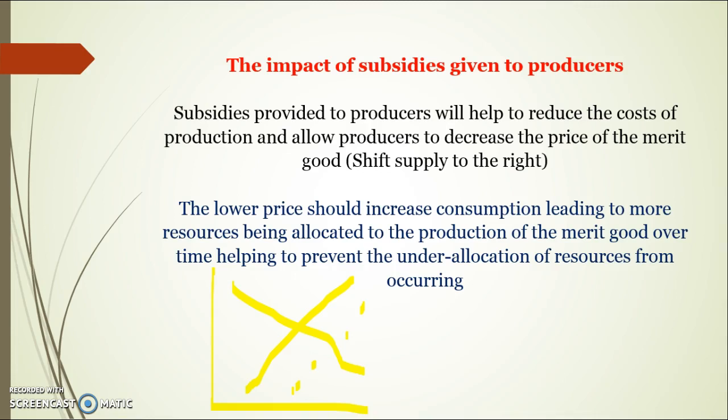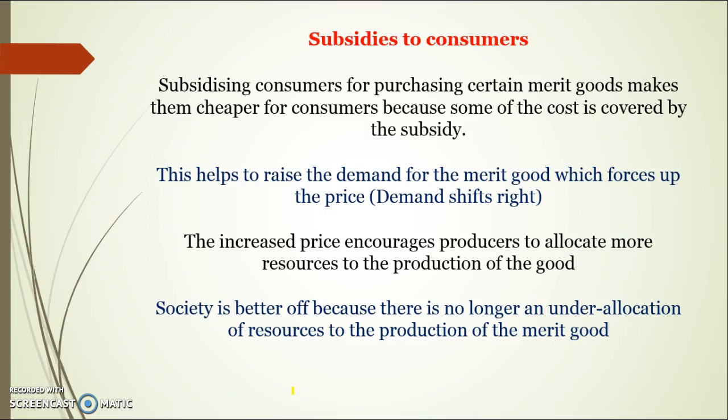They can also give subsidies to consumers, and basically that works in a different way. If you're looking at the demand and supply diagram, that's likely to shift the demand curve to the right because people are getting money back from buying these goods and services. So subsidising consumers for purchasing certain merit goods makes them cheaper, and this helps to raise the demand for these merit goods. And the increased price encourages producers to allocate more resources to production, and society is better off because more people will now buy those products.